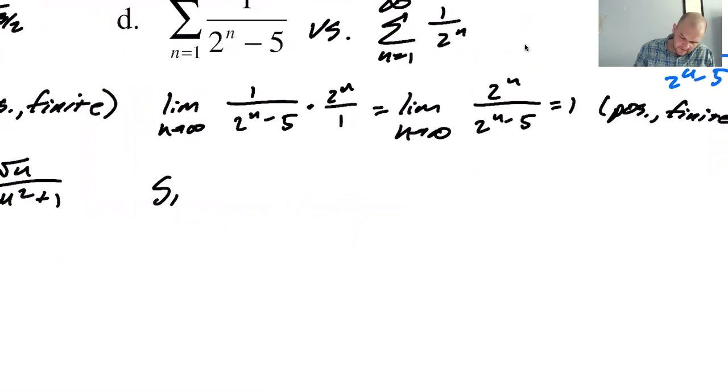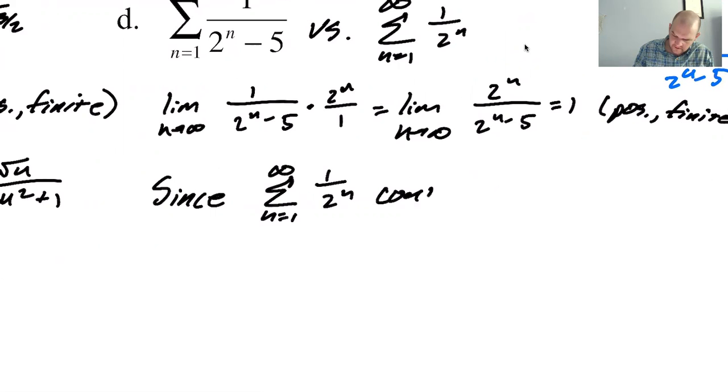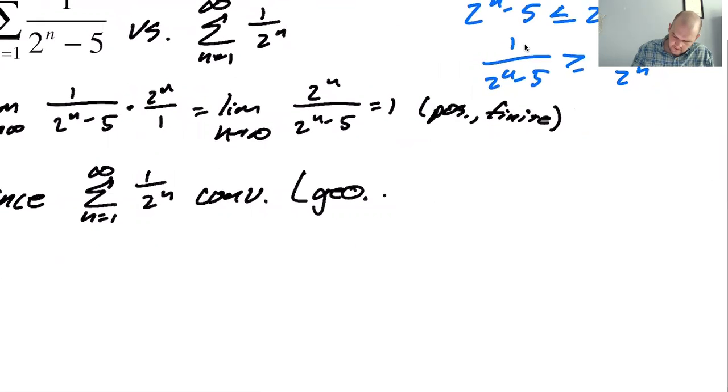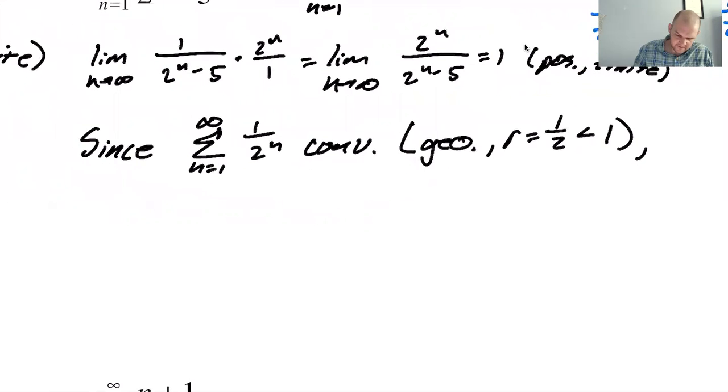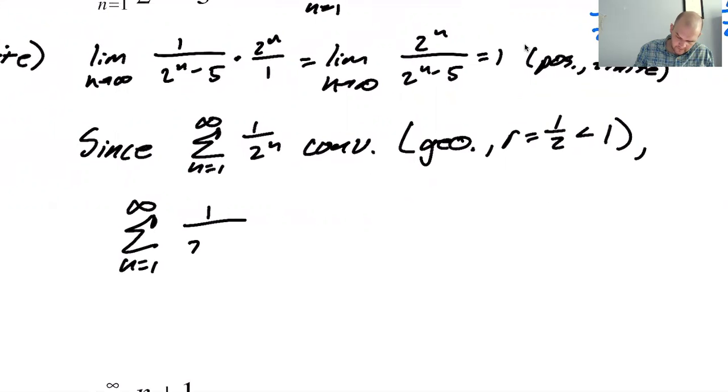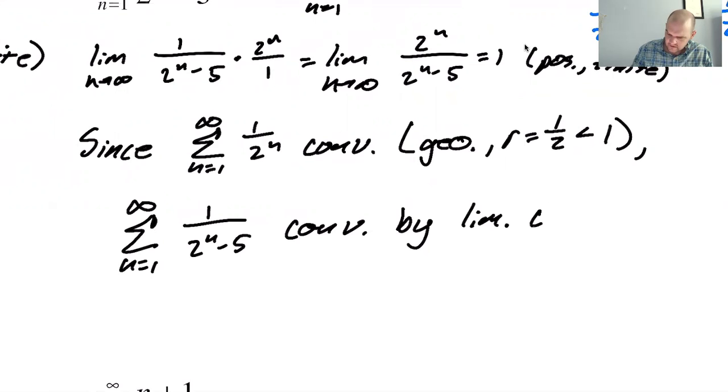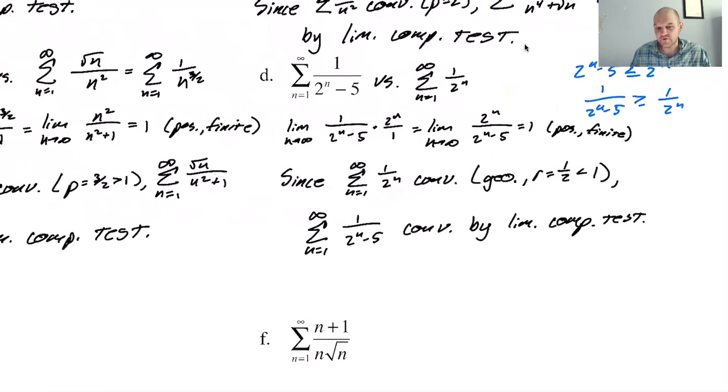So what do we do? Well, since 1 over 2 to the n converges, and why does it converge? It's geometric, r equals 1/2, which is less than 1. We know that the given series, 1 over 2 to the n minus 5, also converges by limit comparison test. So once you know what you're doing, it's pretty straightforward.